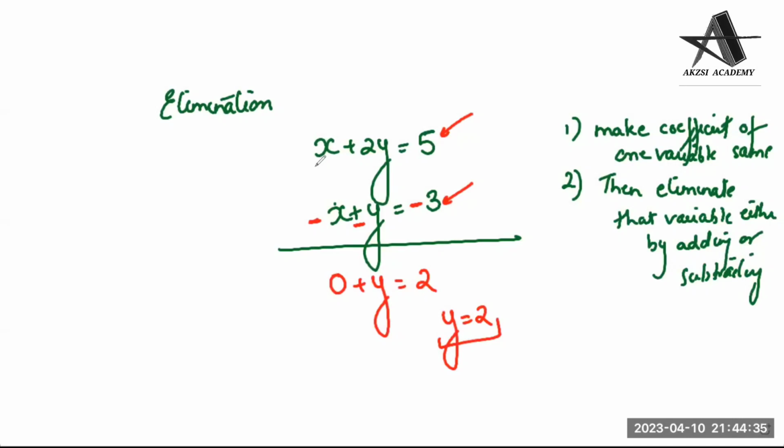Let me put the value of y in the first equation. So x plus 2y is equal to 5. Value of y is 2. So x plus 2 into 2 equals 5. x plus 4 equals 5. And from here I can say x equals 1. The solution of this equation is x equals 1 and y equals 2.